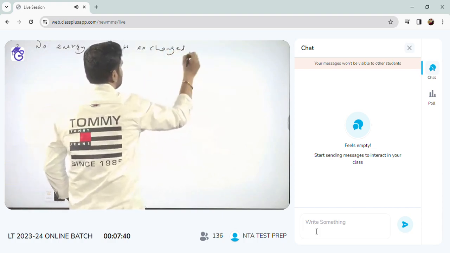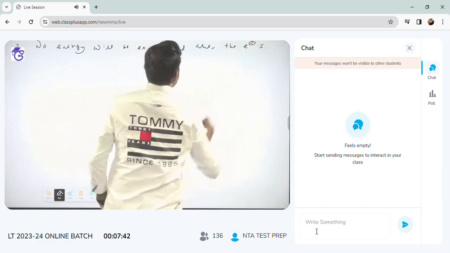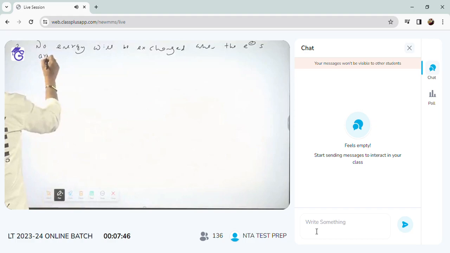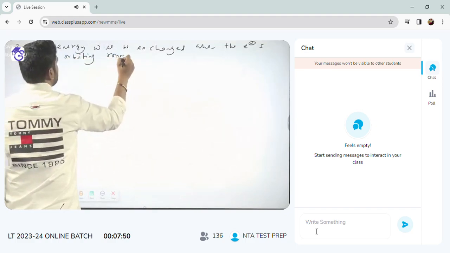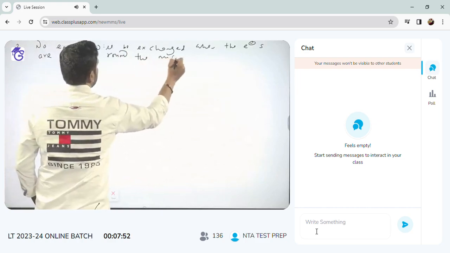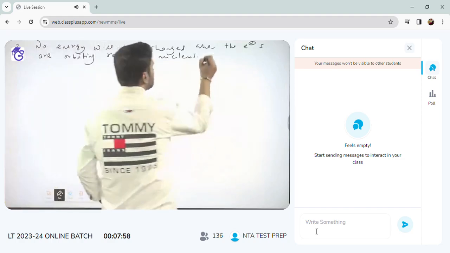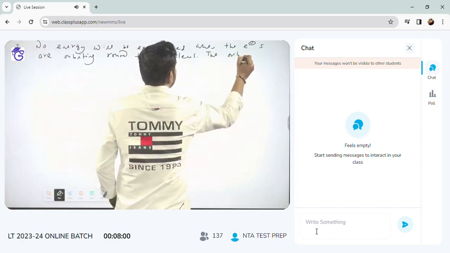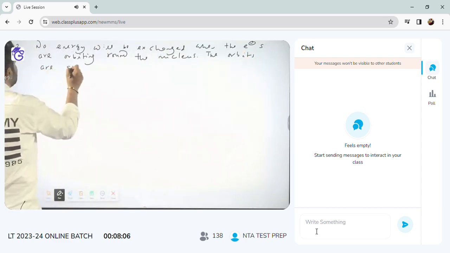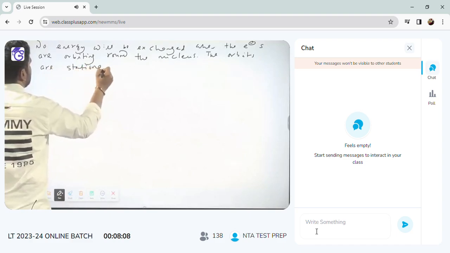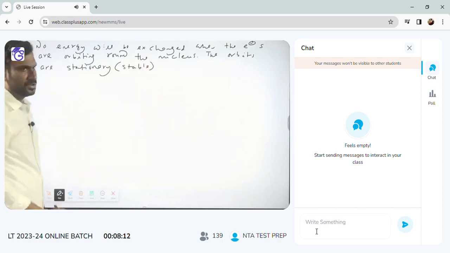No energy will be exchanged when the electrons are orbiting around the nucleus. And this point also says that the orbits are stationary because they offer stable electrons. I'll come to that point later.